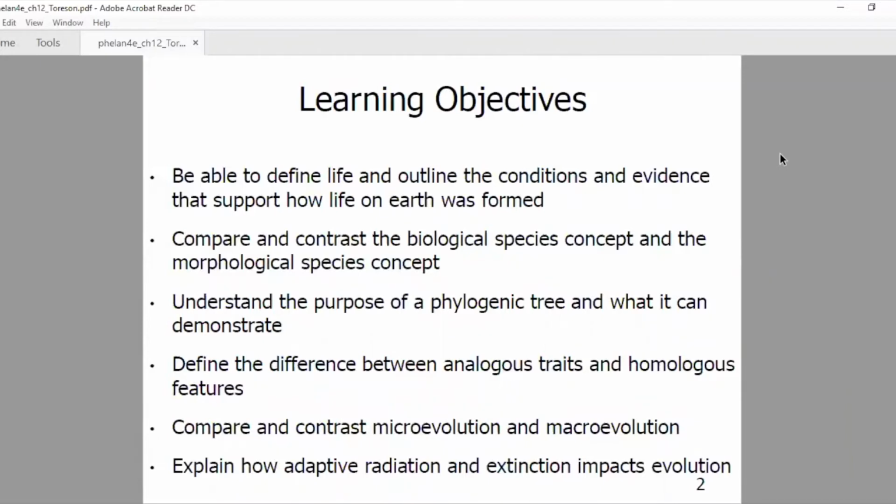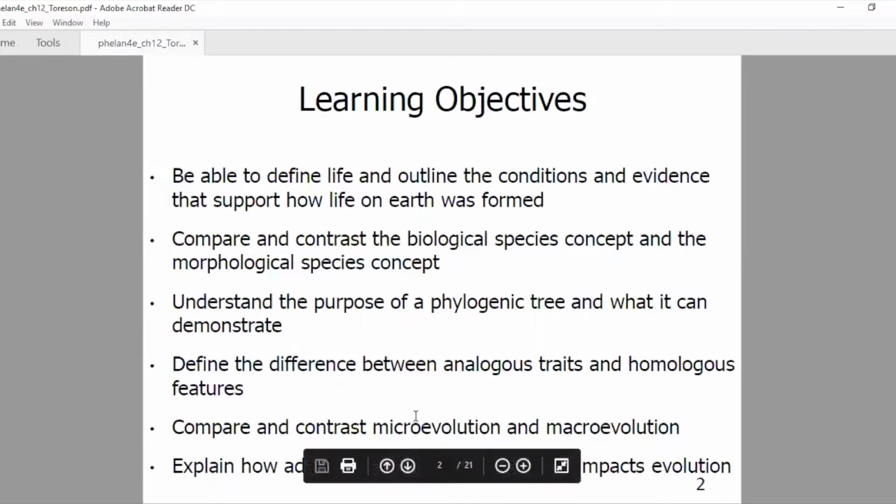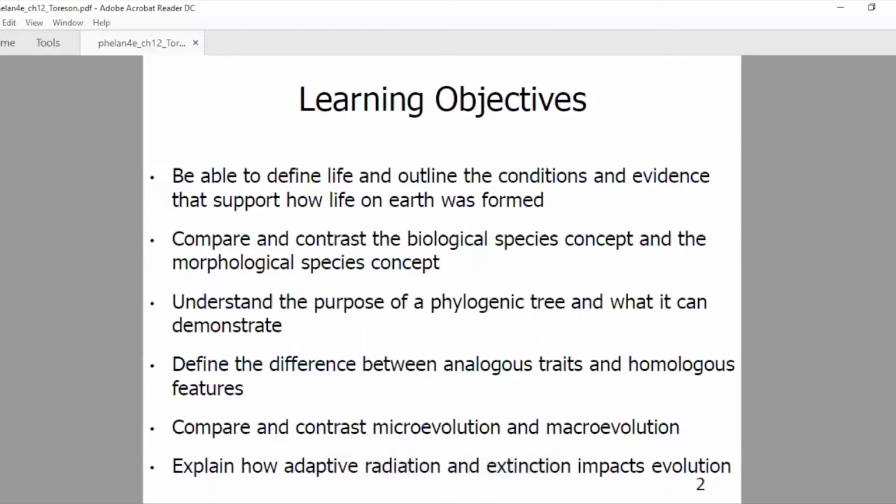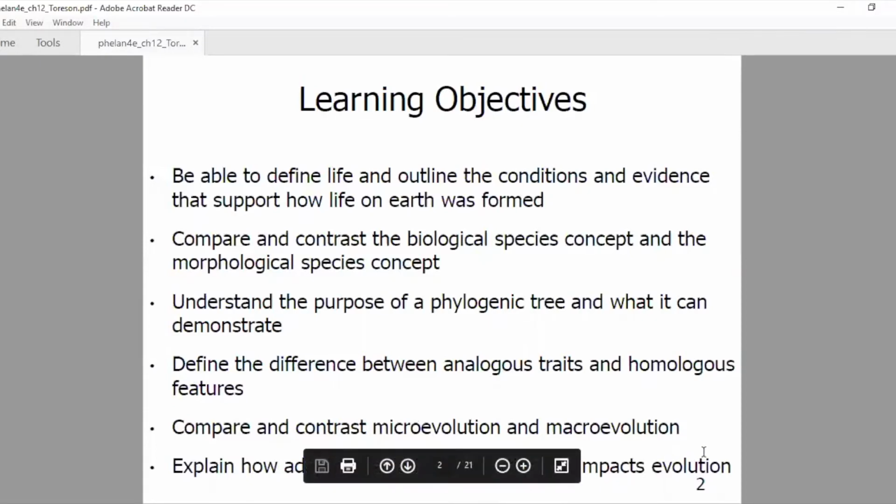We are going to be looking at how to categorize species, so you should be able to understand the biological species concept and the morphological species concepts. You should also understand what a phylogenetic tree is and what it shows us. Know the differences between analogous and homologous traits. Know the differences between micro and macro evolution, and finally, how extinction can impact evolution.